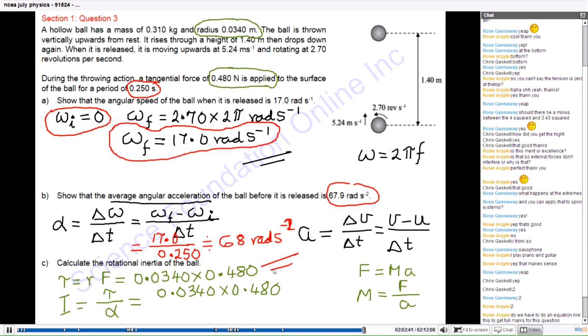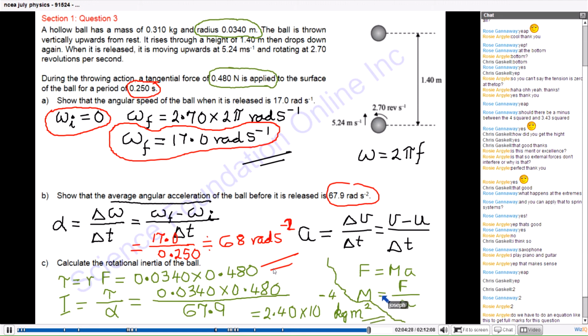divided by the value of alpha, the angular acceleration, which we know from the preceding part was 67.9 radians per second squared. So if I put that there, 67.9, and do the division, that gives us the moment of inertia as being 2.40 times 10 to the minus 4, and the units of moment of inertia are kilogram meters squared. I'll just put a line there so we don't cause too much confusion. So that's the answer you work out to part C of that.